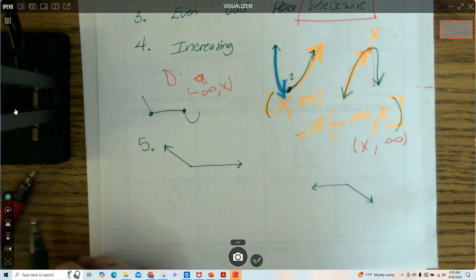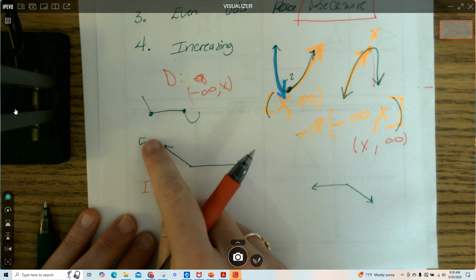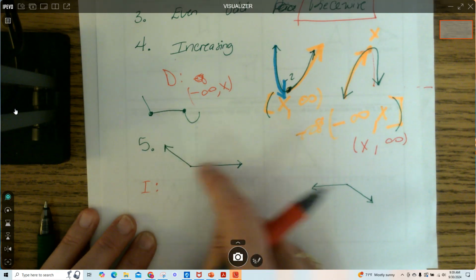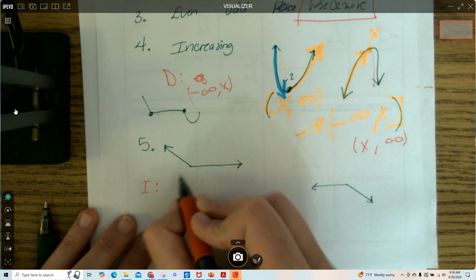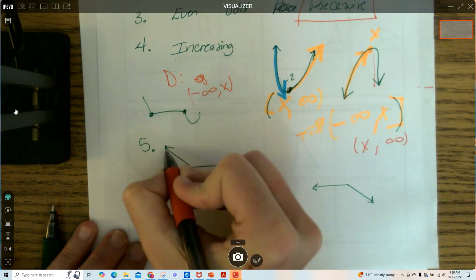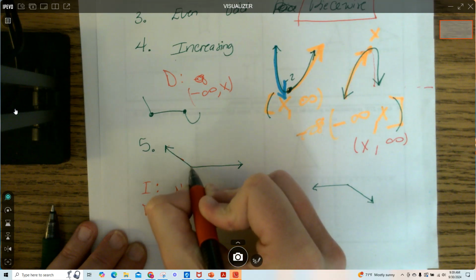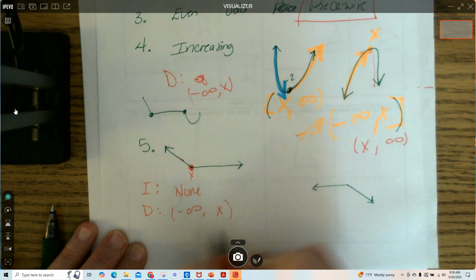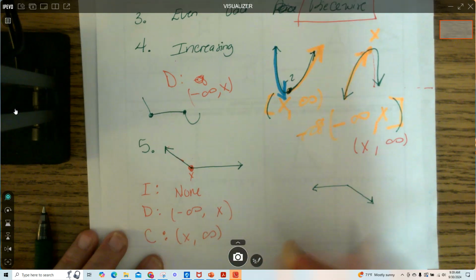Okay, so increase. From left to right, there's no increase. We decrease and then we're constant. So is that a choice for increase? There's no interval on which the function is. Yes, correct. Okay, so decreasing for this one, here's where we're decreasing. So we're going from negative infinity to whatever that x value is. And then your constant interval is from that x value to positive infinity.